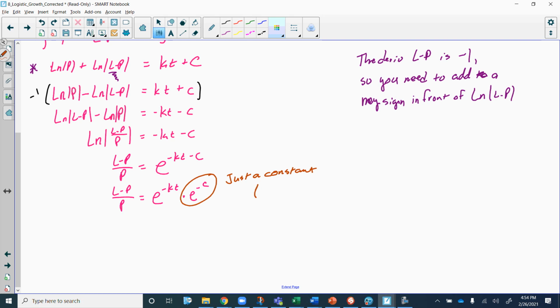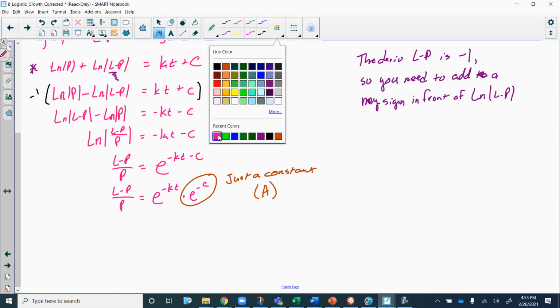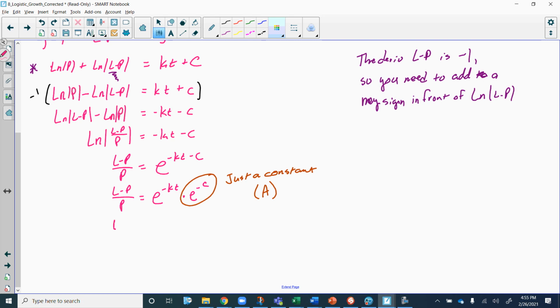Well, that constant in our general solution is represented by the letter A. So that's where the A comes from. It doesn't matter that the exponent is negative. It's just going to be a constant value. Okay? So this now puts me at (L minus P) over P equal to A times e to the negative kt power. So we're almost there.